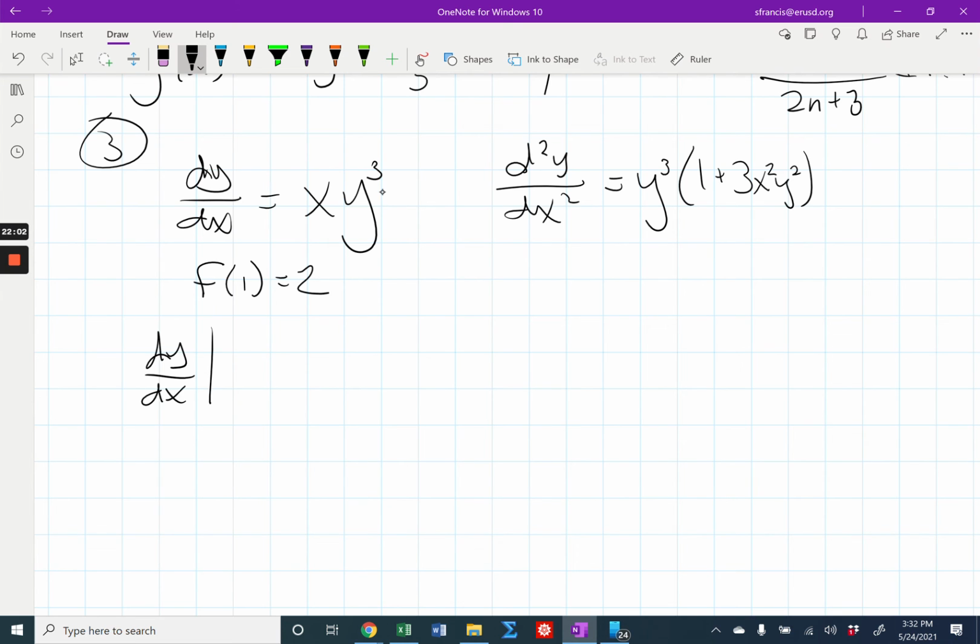Okay. Now notice we know when x equals 1, y is equal to 2. And so we're going to use that here. In fact, it might be even better for you if you put it as an ordered pair 1, 2. So plug in 1, plug in 2, and then you're going to get 8. And so then the equation of the tangent line is going to be 8 times x minus 1 plus 2. I think that's a 2-point question.